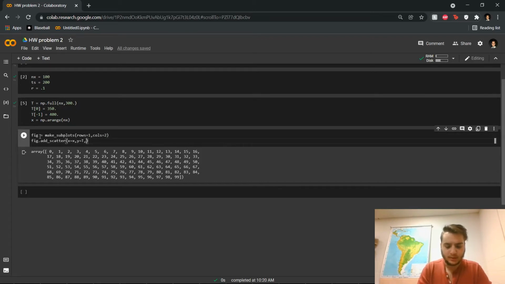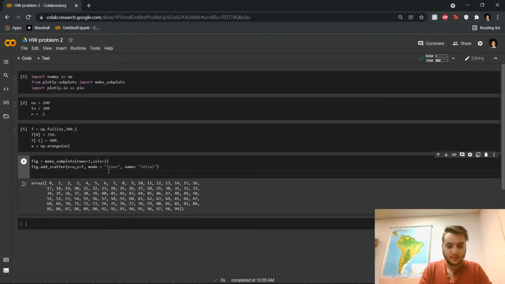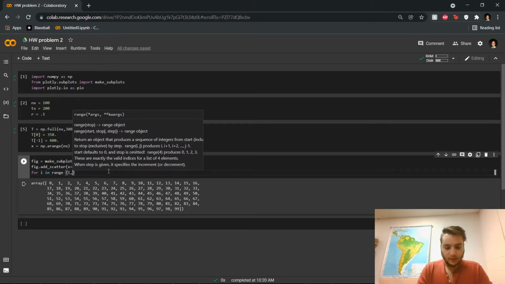T, and that should have popped up. We'll see what's wrong. Mode is equal to lines. Name is equal to initial. Then we do our time steps for i in range of 1 comma ts plus 1.